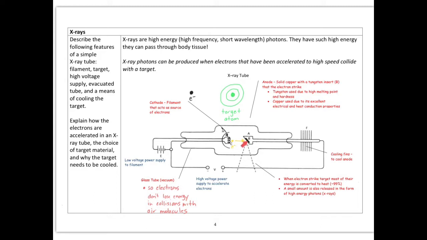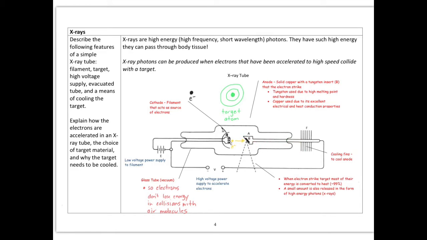Now, this target needs to be very hard because it needs to withstand the constant bombardment of electrons, and it also needs to have a very high melting point because we get a lot of heat produced in this process, and if it didn't have a high melting point, it would melt. So we use tungsten for that target because of its high melting point and hardness. The tungsten is contained within a solid piece of copper. Copper is used here because it is a great conductor of heat and electricity, so it's good for conducting the electricity from the high voltage power supply, but it also conducts the heat away very well from the target.